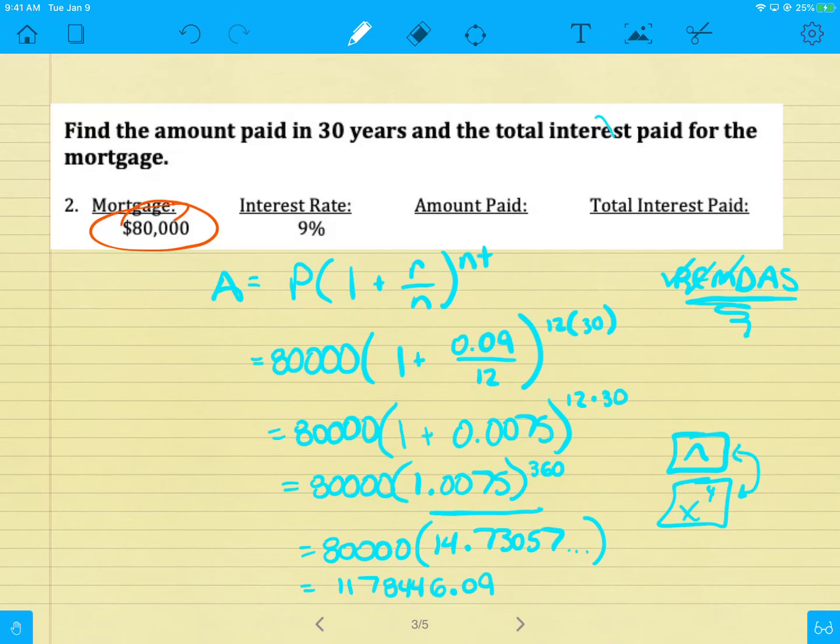All right, so now to figure out, the number that we just found, this 1 million number, that number is the amount paid for that home over 30 years. That is a real number.